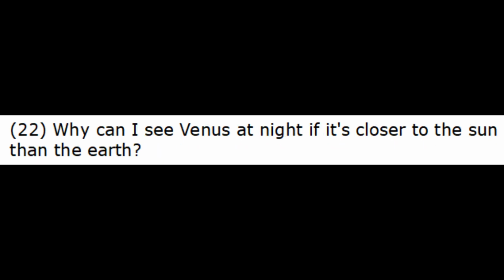Question 22. Why can I see Venus at night if it's closer to the Sun than the Earth? It's very simple. From Earth, Venus can appear up to 47 degrees away from the Sun, so it will be able to be seen for some of the night. How long after sunrise or before sunset that it can be seen will be determined by the relative locations of Earth and Venus in their orbits, the observer's latitude, and the time of year.